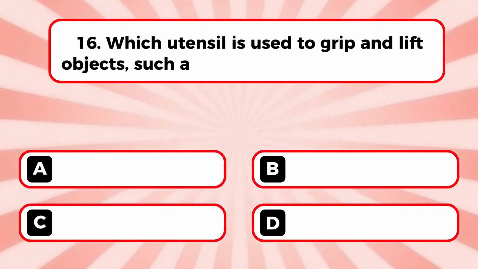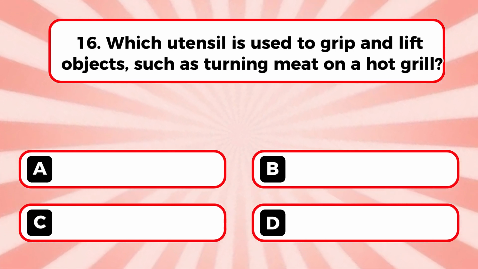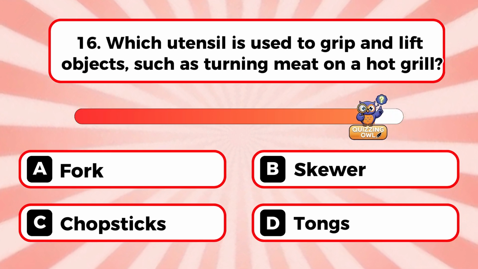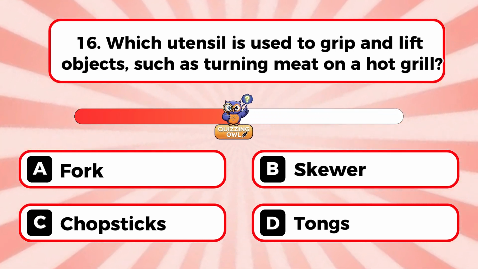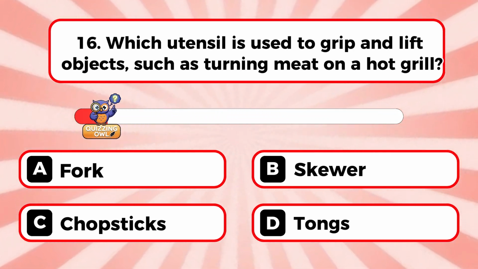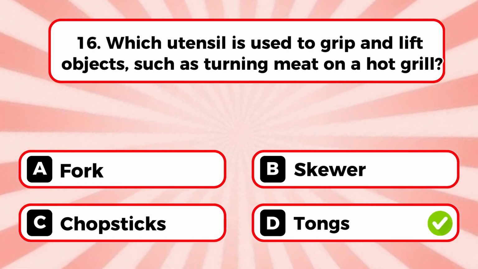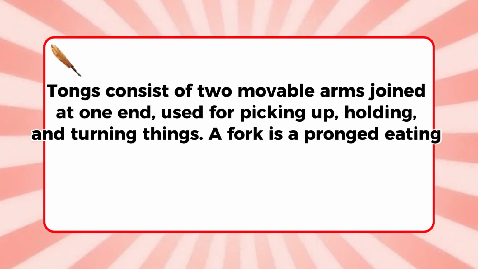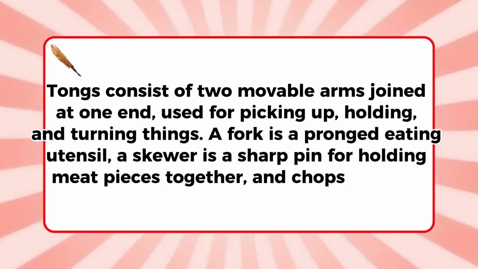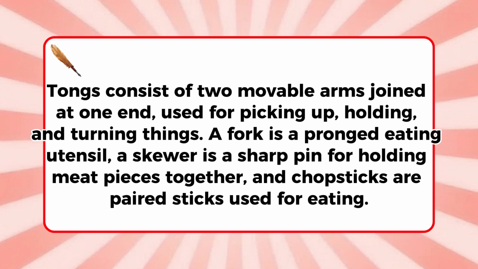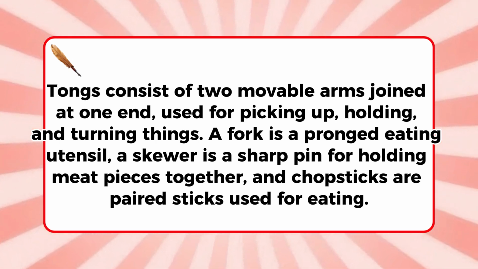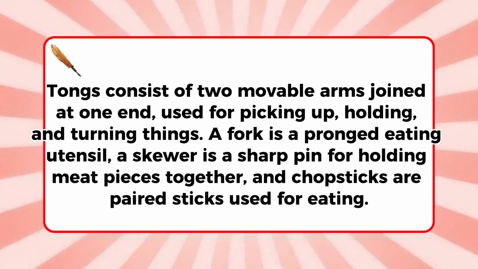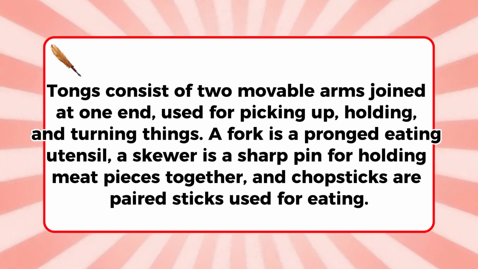16. Which utensil is used to grip and lift objects, such as turning meat on a hot grill? Tongs consist of two movable arms joined at one end, used for picking up, holding, and turning things. A fork is a pronged eating utensil. A skewer is a sharp pin for holding meat pieces together, and chopsticks are paired sticks used for eating.